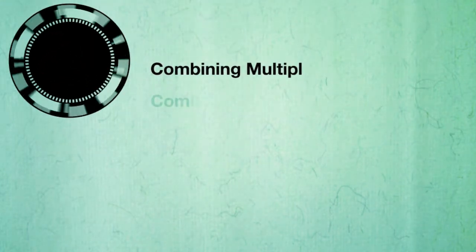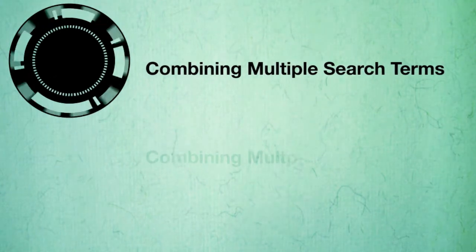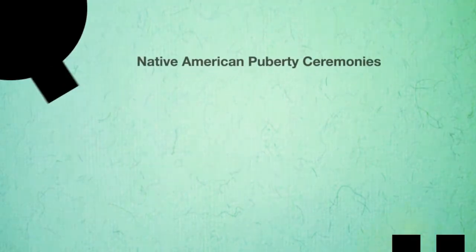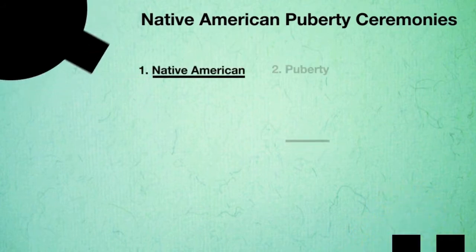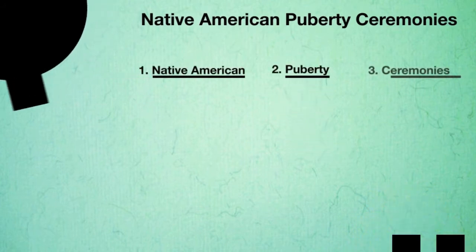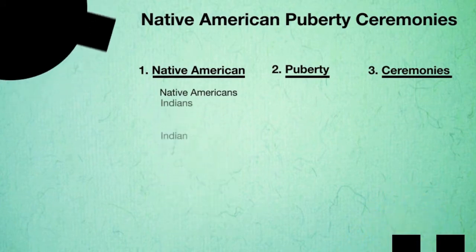The third important technique enables you to combine multiple search terms into a single query. In the previous video, we showed you how to divide your topic into facets, and how to develop a list of search terms for each facet. For the topic, Native American Puberty Ceremonies, we had these 3 facets, and these 3 lists of search terms.